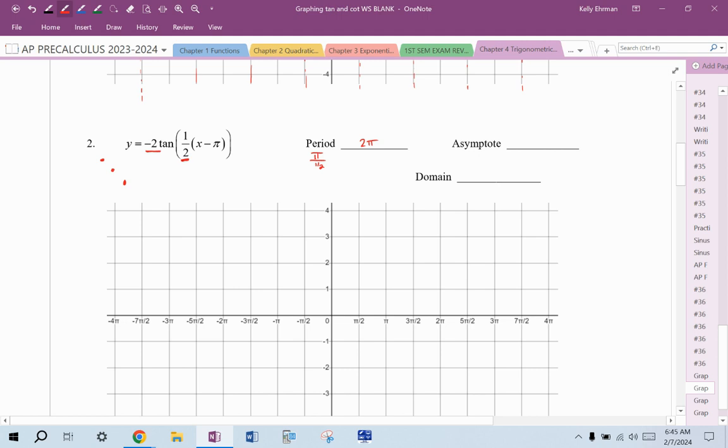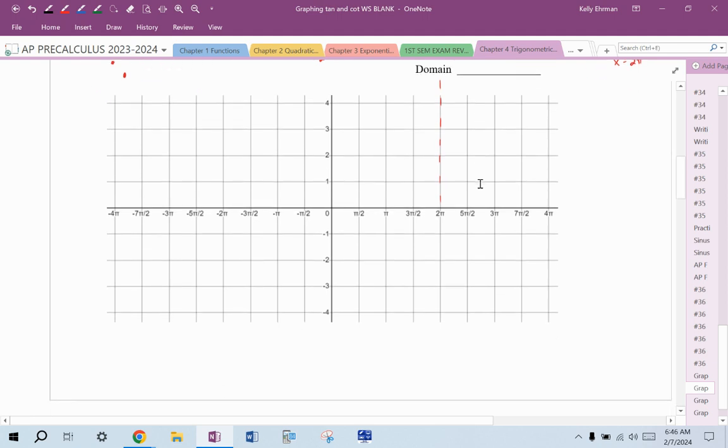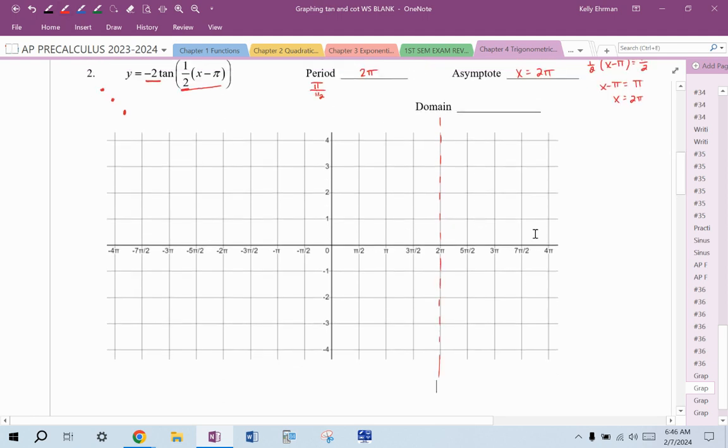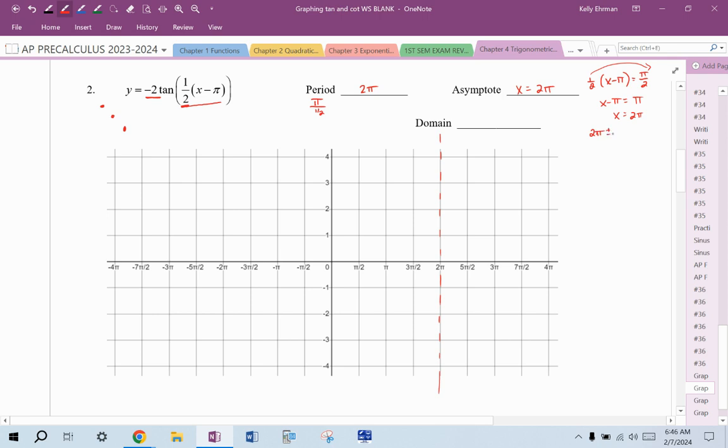An asymptote is taking the entire expression inside of the tangent function and setting it equal to pi over 2 if this is tangent. So I'm going to multiply by 2. X minus pi is equal to pi. And then I'm going to add pi. So I know there's one asymptote at 2 pi, and I can sketch that in. And then the next asymptote would be adding or subtracting 2 pi to that. So there's another one at 4 pi, because remember the distance between these two asymptotes is the period. If I subtract 2 pi, there's another one at 0.